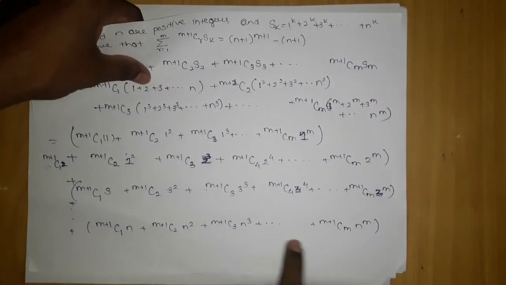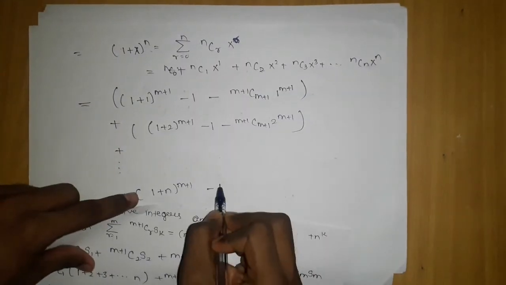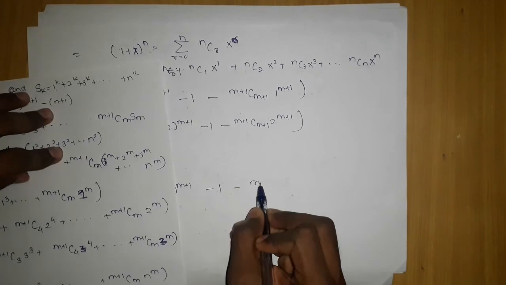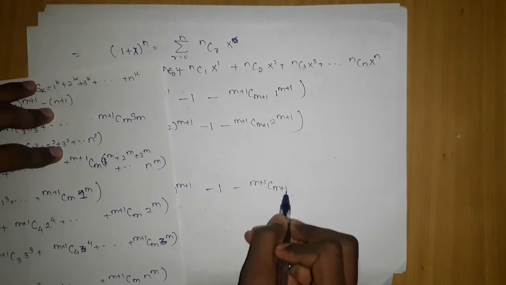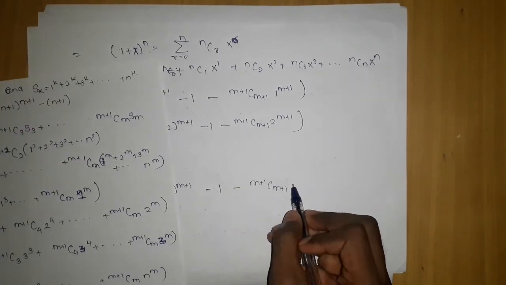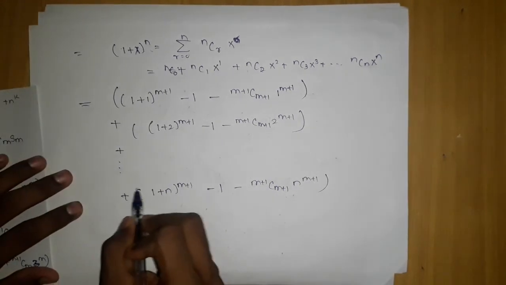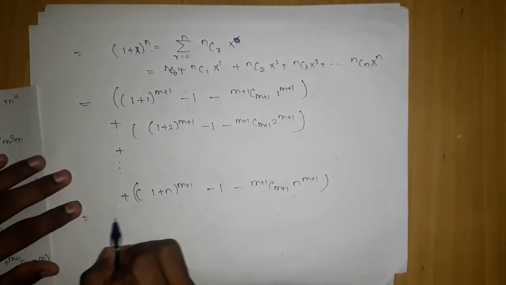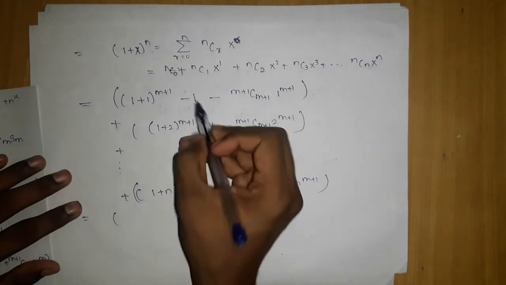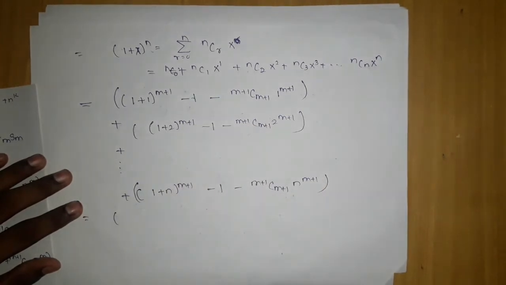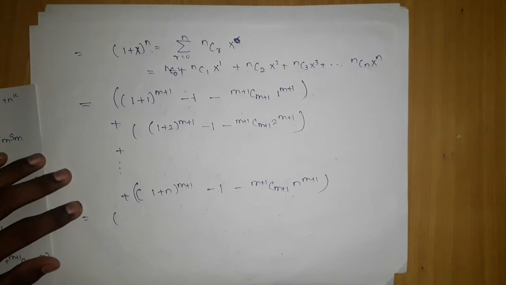Here all n terms are there. Now the starting term is missing, so minus 1, and the last term, the (m+1) term, is missing, so (m+1)C(m+1) into n power m+1. So we got this thing. After this you can clearly see this minus 1 is repeated till n times, so it is minus n. We can move it out as minus n.